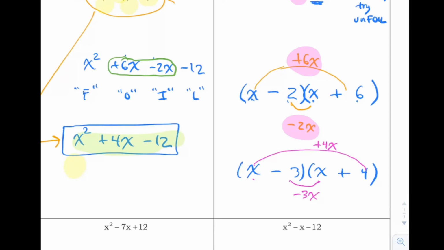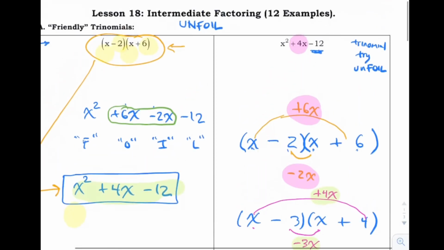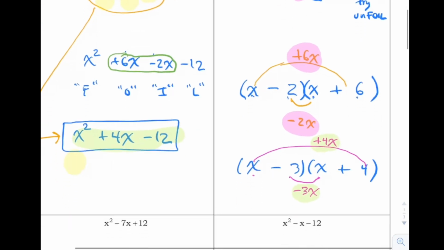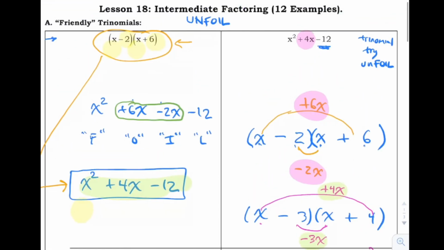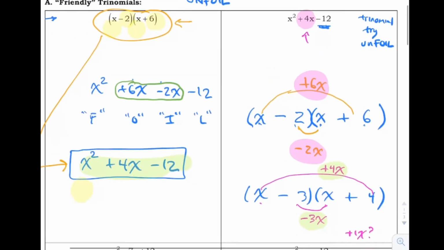And then these two things, plus 4x and minus 3x, those don't give me the plus 4x that I need right here. Right? If I were to add a plus 4x and a minus 3x together, that would give me a plus 1x. And that's not what I want. I don't want a plus 1x, I want a plus 4x. So that's why it doesn't work. You don't do it that way.